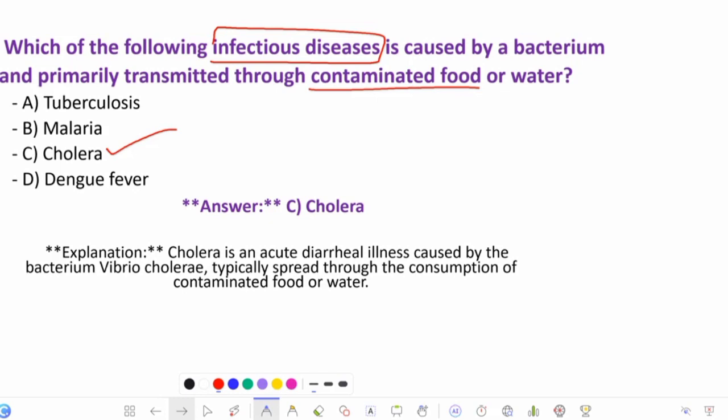Cholera is an acute diarrheal illness caused by the bacterium Vibrio cholerae. It is the name of the causative bacteria, typically spread through the consumption of contaminated food and water. Means when someone consumes contaminated food or water, they will suffer from cholera.